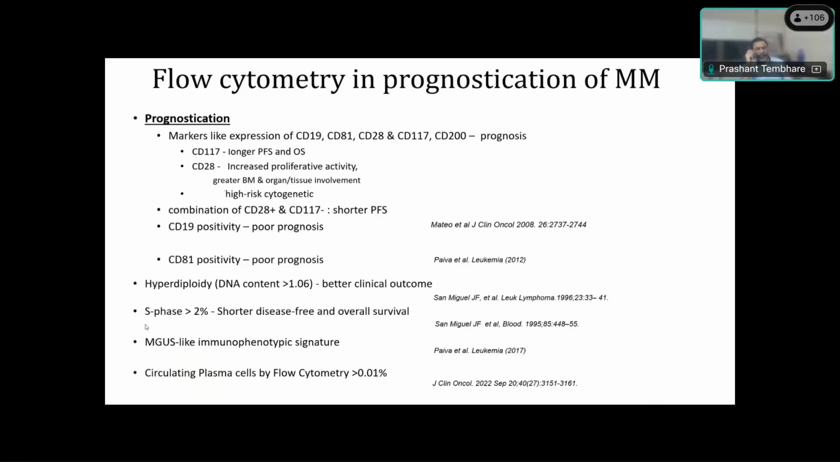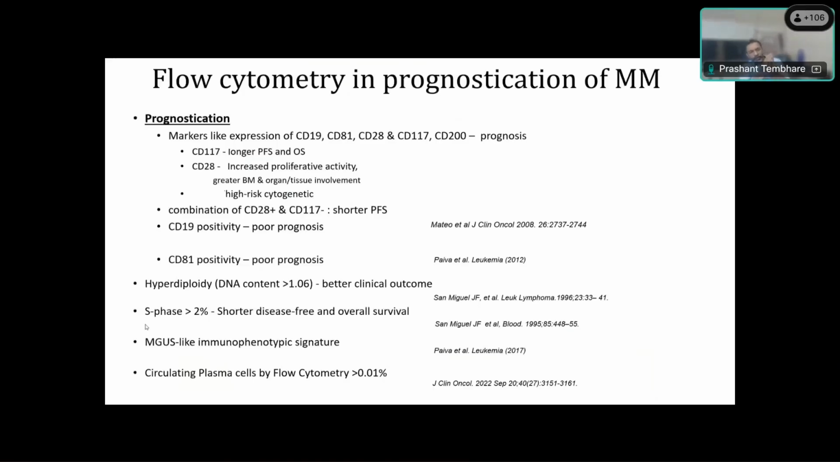Now there is another feature called MGUS-like immune signature, where you have an immunophenotype that looks like MGUS. Basically, if you have more than 90% clonal plasma cells and less than 10% normal plasma cells in the bone marrow, that closely correlates with the MGUS-like signature. And a patient with an MGUS-like signature has a very good outcome. Another upcoming, strongest prognostic factor is circulating plasma cells at the time of diagnosis.